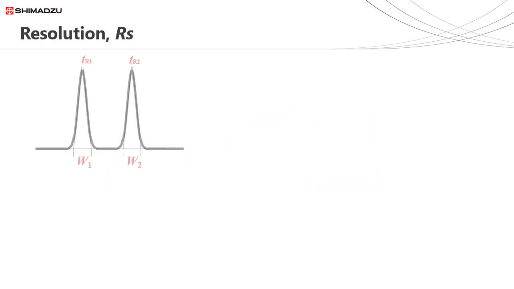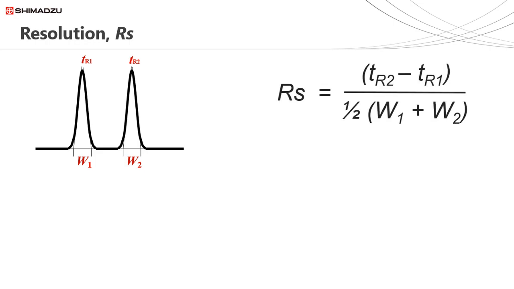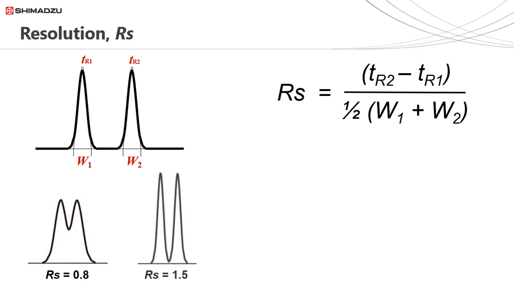We looked at this by looking at two peaks with known retention times and peak widths. We then calculated the resolution between them using the equation shown on the slide. Note that this is the equation used for US Pharmacopoeia, and other pharmacopoeias use different equations. Shown here are two peaks which are not baseline resolved, and they have a resolution of 0.8. Mathematically speaking, a resolution of 1.5 is considered enough for two peaks to be baseline resolved. However, in practice, a resolution of 1.7 to 1.8 is typically required.